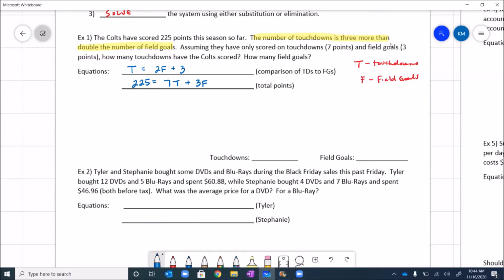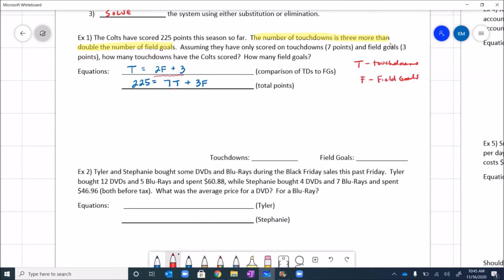The second most difficult part is choosing which method you want to use. Either method works out fine, but sometimes you'll do a lot of heavy lifting to try to get it to one method if it doesn't fit. So this problem is really made to be solved with substitution. And we can tell because there's a variable that's by itself in T. T is already by itself, so we'll want to solve using substitution. And so what we're going to do is we're going to say T equals 2f plus 3, or T is the same as 2f plus 3.